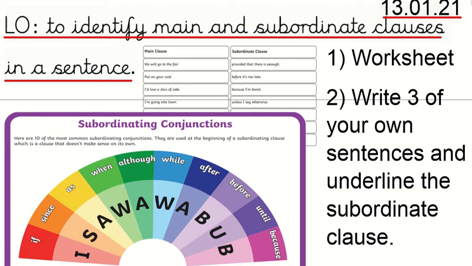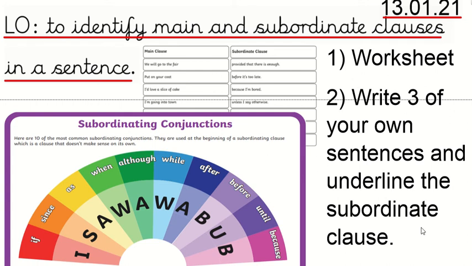So let's start with our review then. On Monday, our learning objective was to identify main and subordinate clauses in a sentence. And I'm really pleased with the amount of people that responded to this video and completed the worksheet that looked like this, because that was your first task. It was to complete this worksheet.